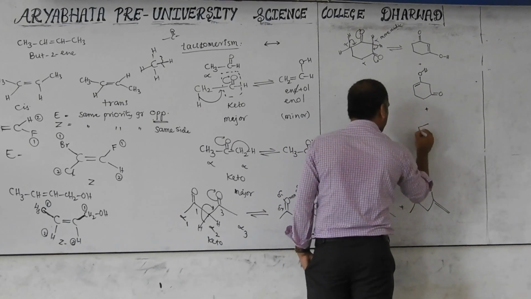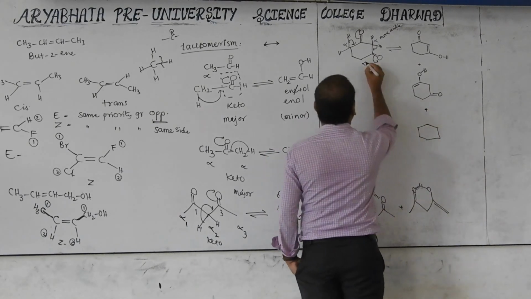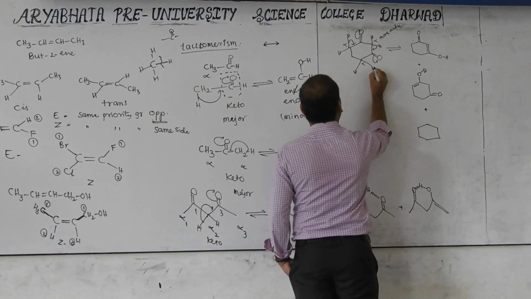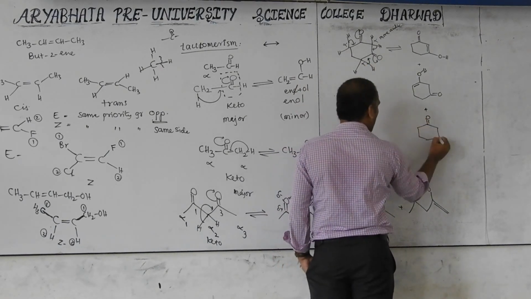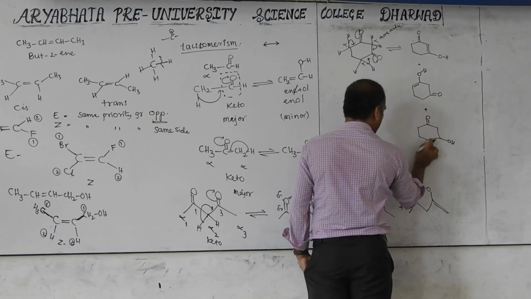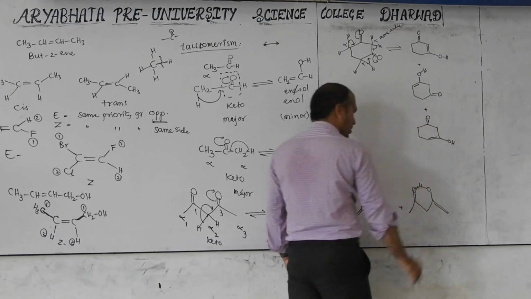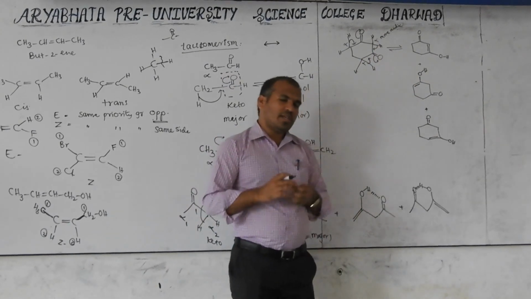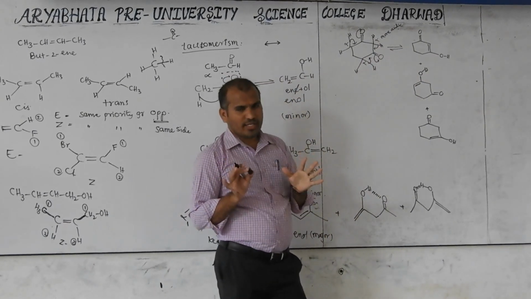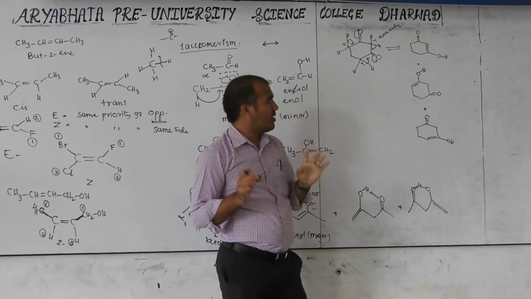Next possibility: here also alpha hydrogens are present. This hydrogen will come, it shifts like this. Then here double bond O, OH, and here a double bond. Now, these are the three enol forms. Which is major? Conjugated is major over the isolated.